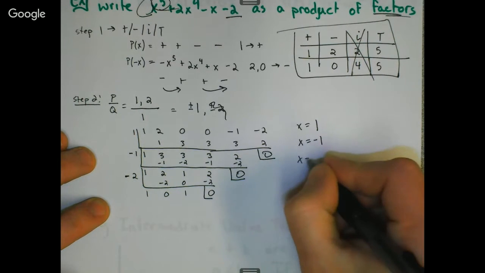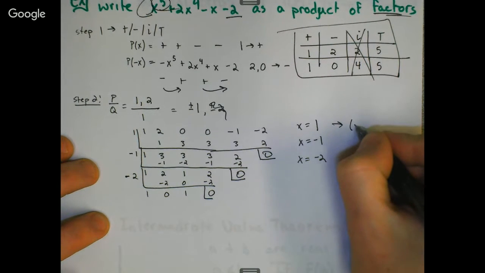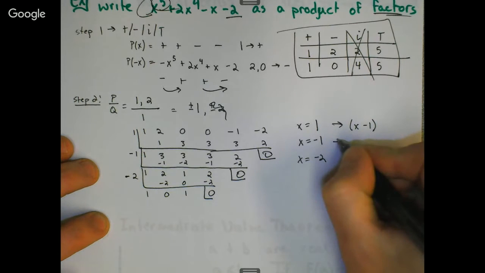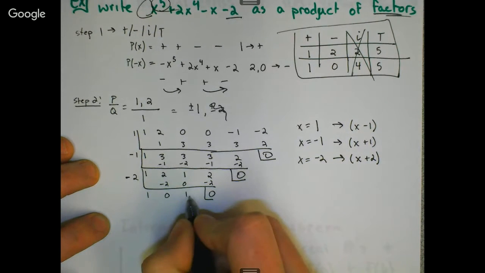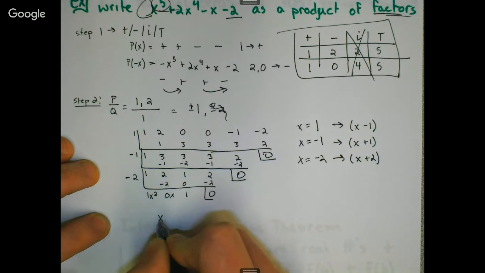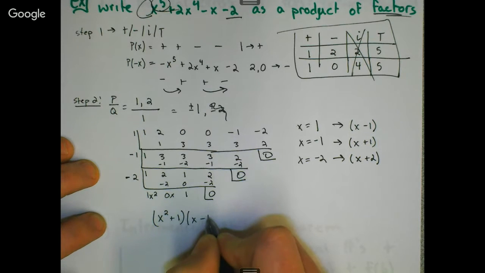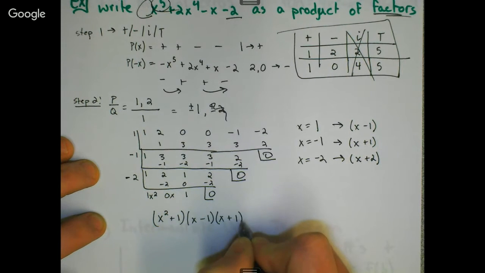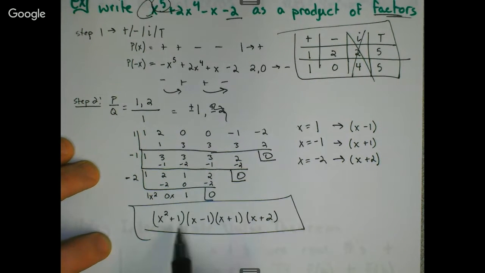So x equaled -2, which means that here x minus 1 is a factor, x plus 1 is a factor, x plus 2 is a factor, and what am I left with? x squared plus 1. So then I get x minus 1, x plus 1, x plus 2. Okay, and again, I can't do anything with that because that's an imaginary root.